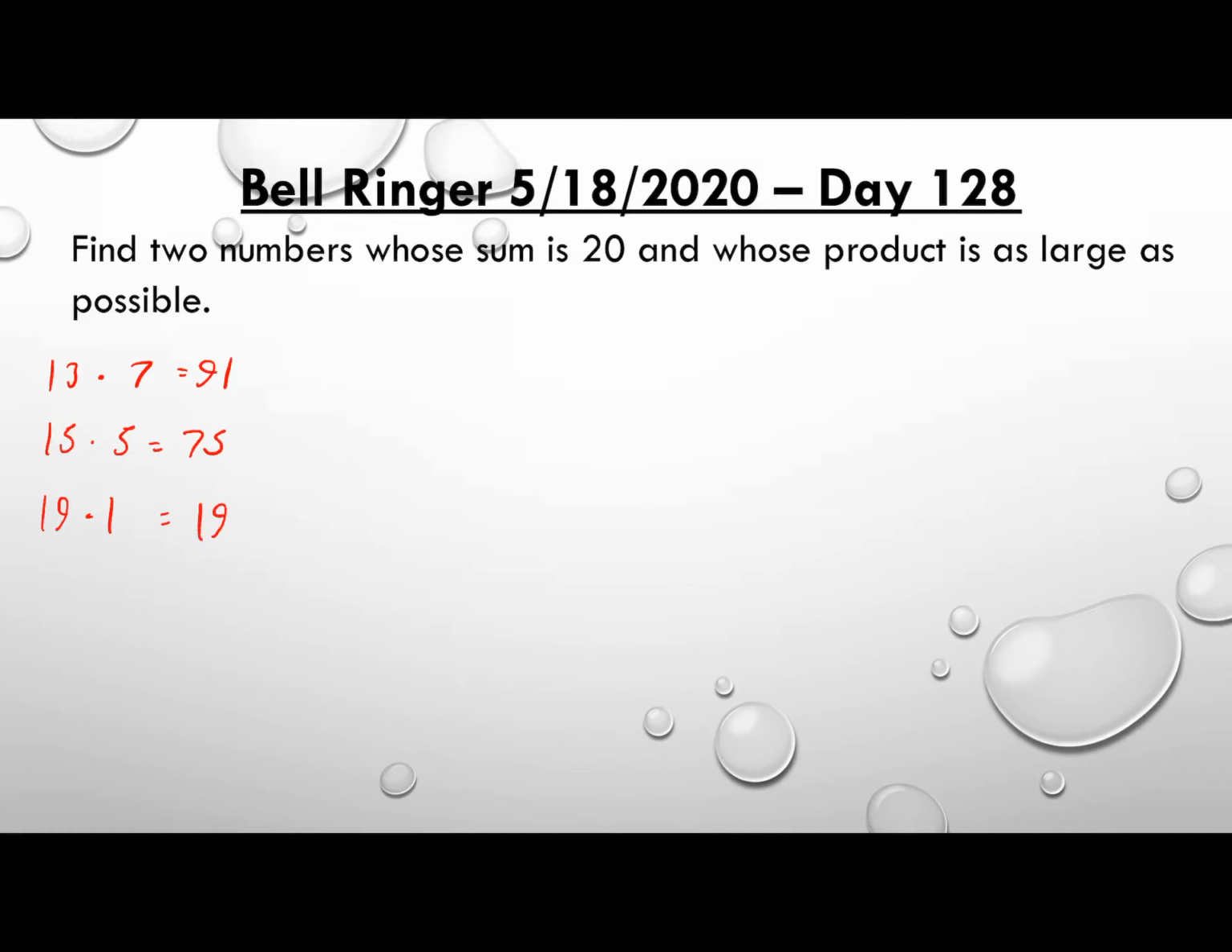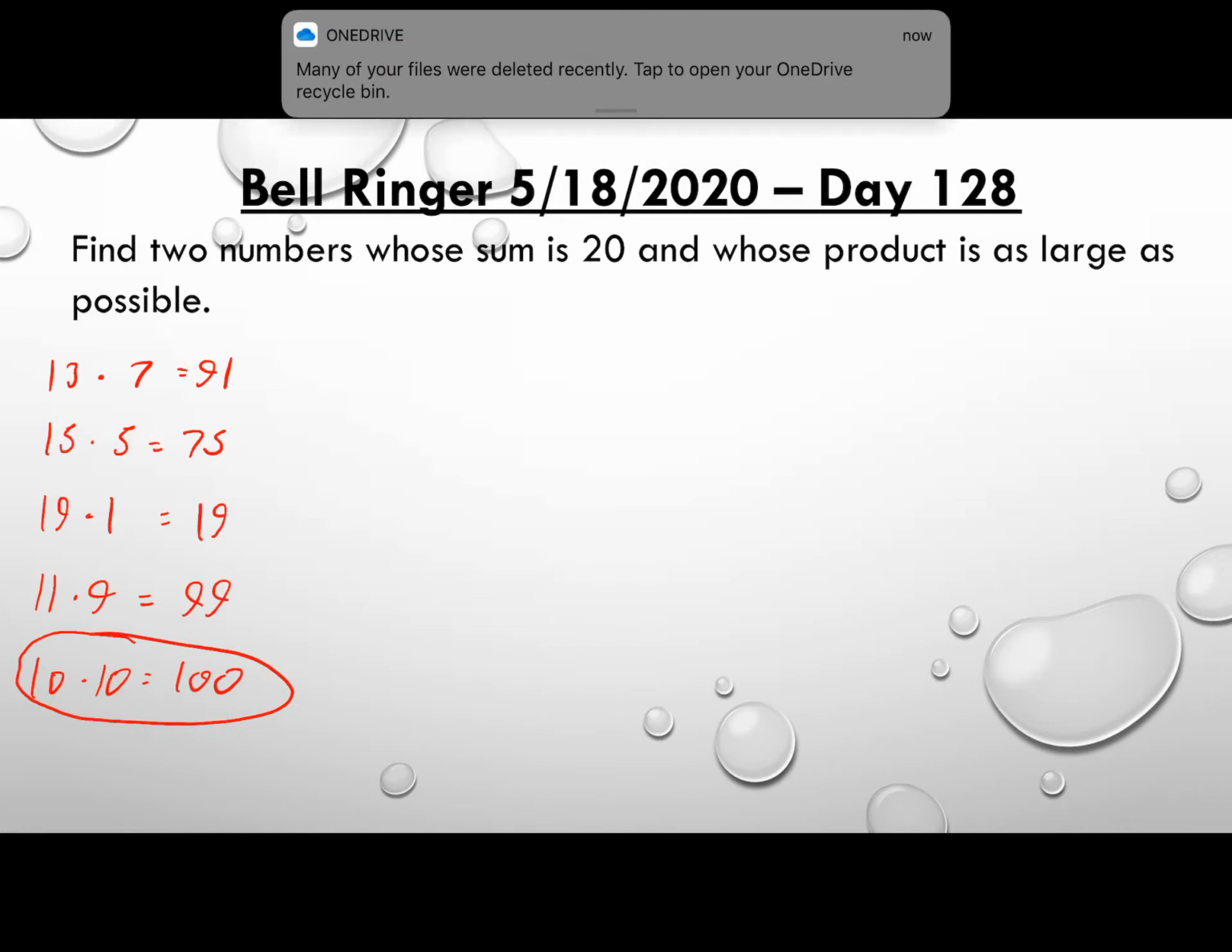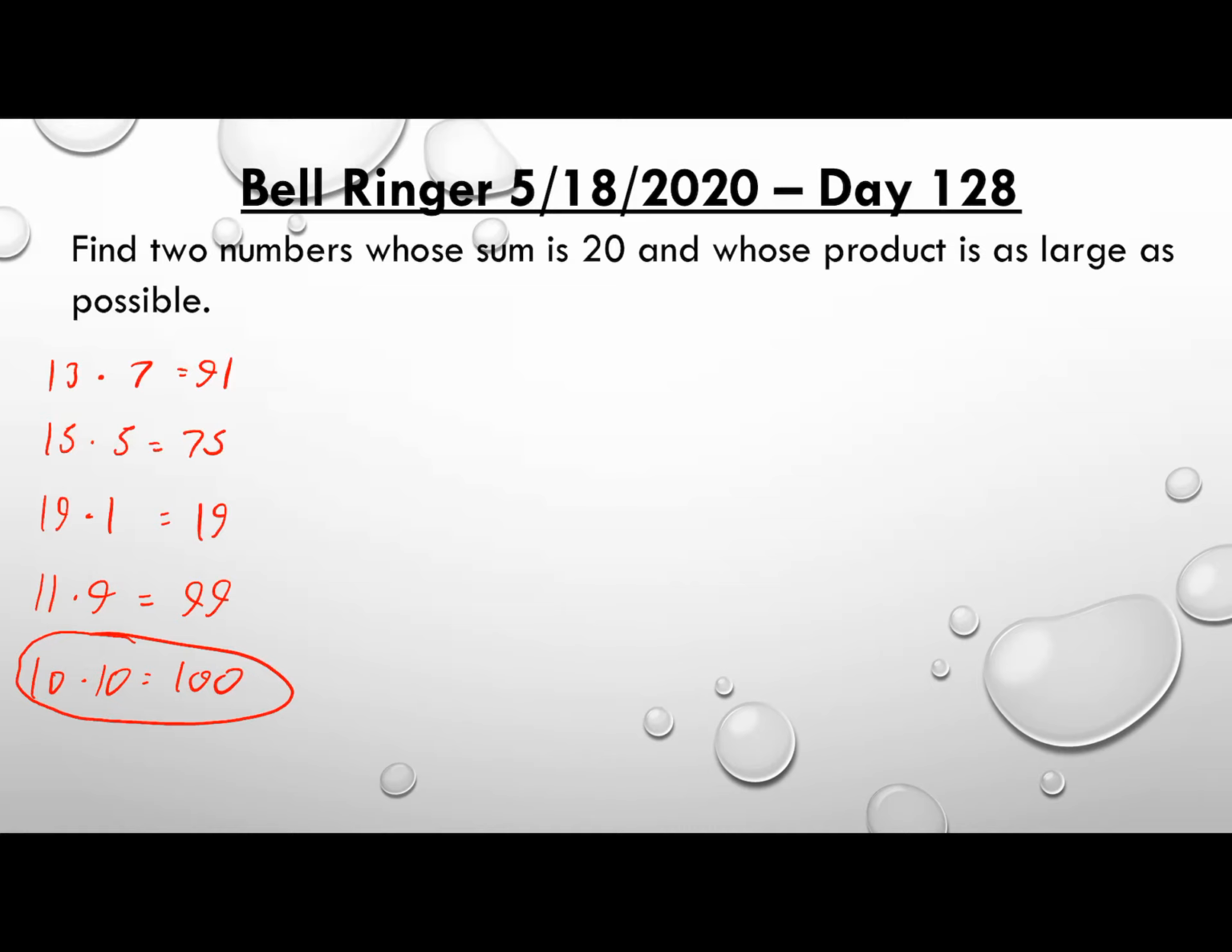Let us try 11 and 9. 11 plus 9 is 20. 11 times 9 is 99. Okay, let's try one more, which actually ends up being our answer. 10 times 10 is equal to 100. So you'll see that 10 and 10 are those two numbers that create the largest product but also add up to 20. So 10 and 10 would be our answer. Once again, you would have to try a guess and check approach to get to this idea, but that is one technique you can use to solve this problem.